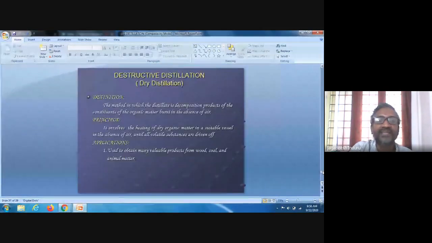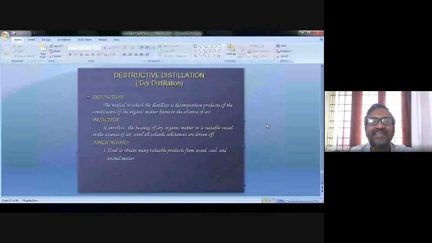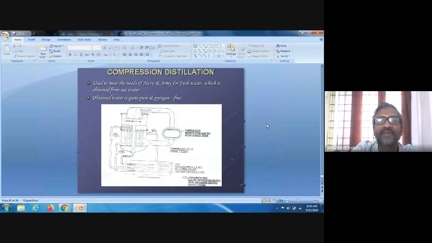In destructive distillation, or dry distillation, the method is one in which the decomposition products of the constituents of organic matter are distilled, with the matter burnt in the absence of air. That is the reason we call it pyrolysis. So here solids are also there. It involves the heating of dry organic matter, either a root or any material having some shape, in a suitable vessel in the absence of air until all the volatile substances are driven out. It is used to obtain many valuable products from wood, coal, and animal matter. So this is what you need to know before we wind up our session.